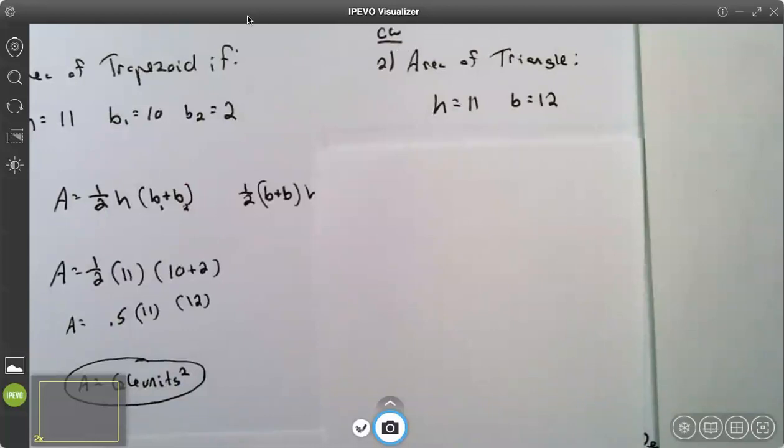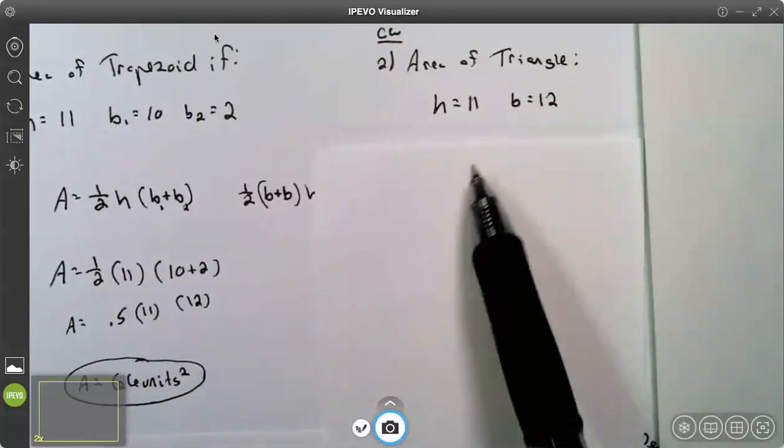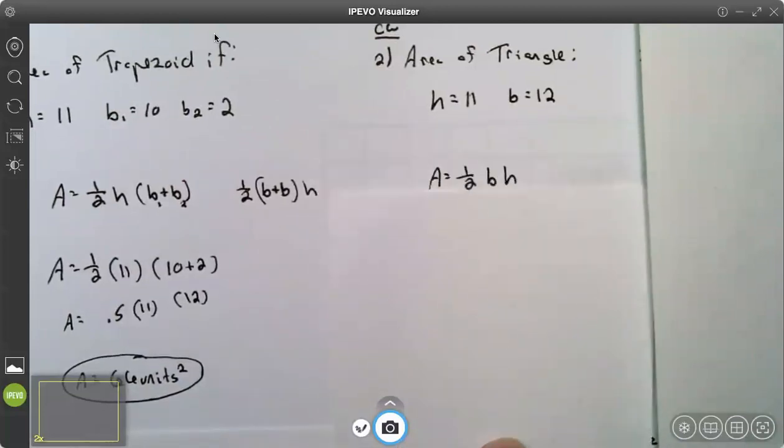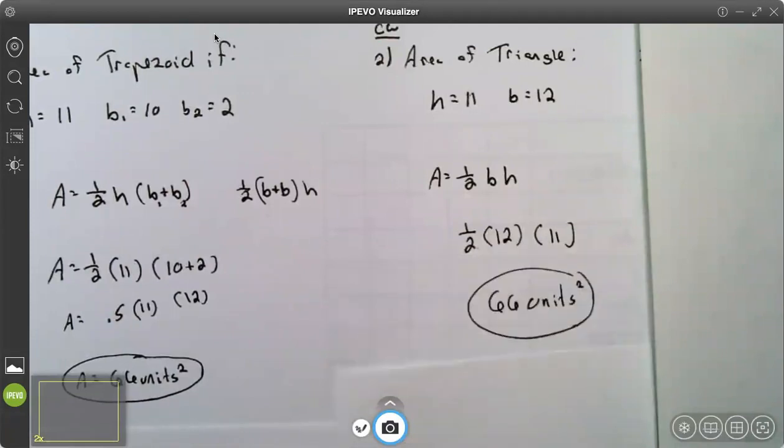Number two, area of a triangle if the height is 11 and the base is 12. Formula for a triangle is half the base times the height. The base is 12, the height is 11. Half of 12 is 6, and 6 times 11 is 66. So the answer is 66 square units.